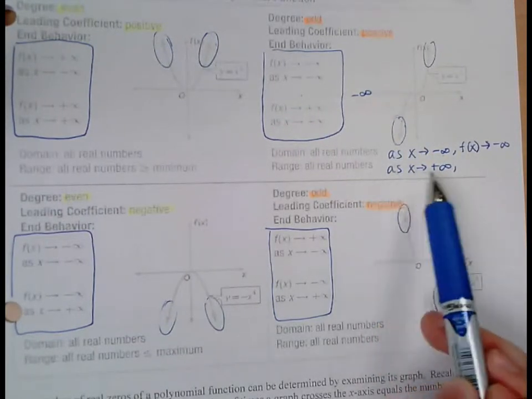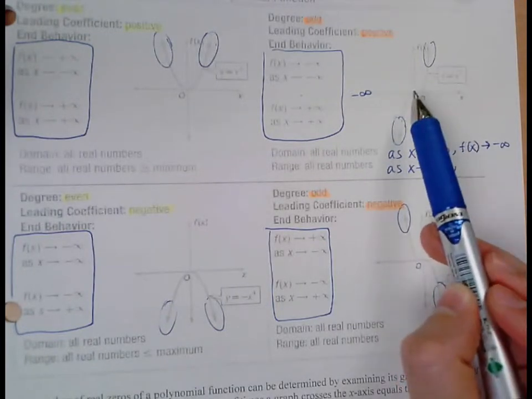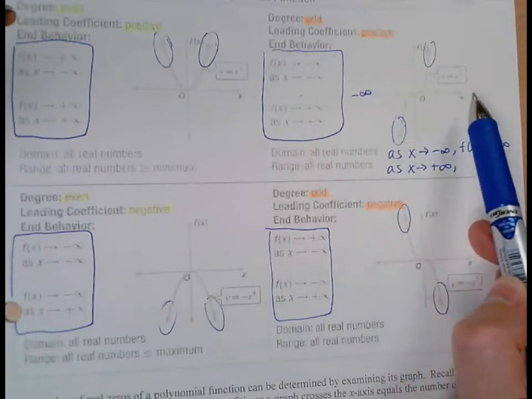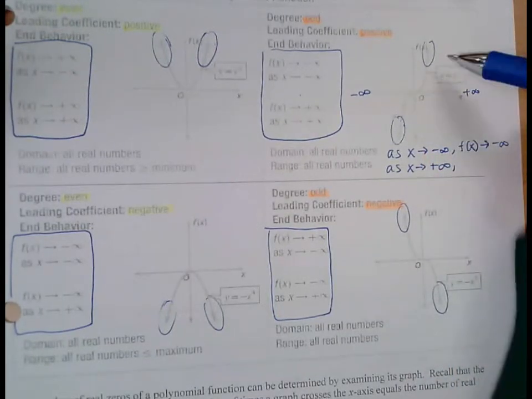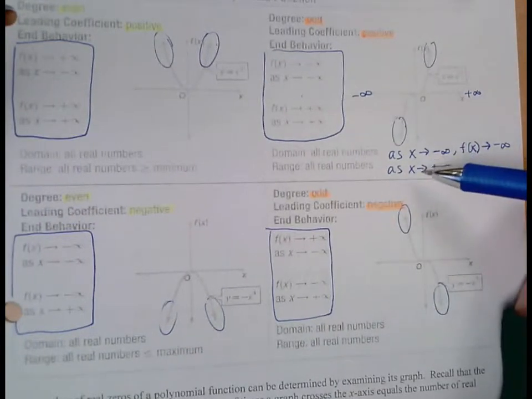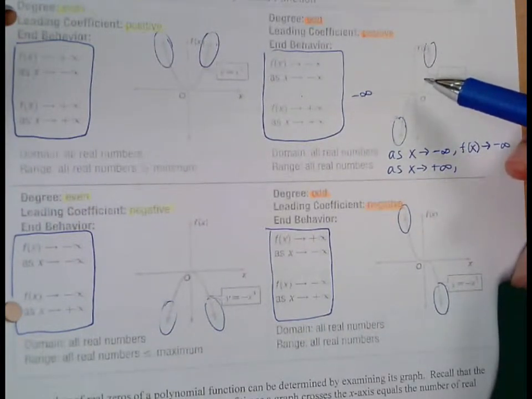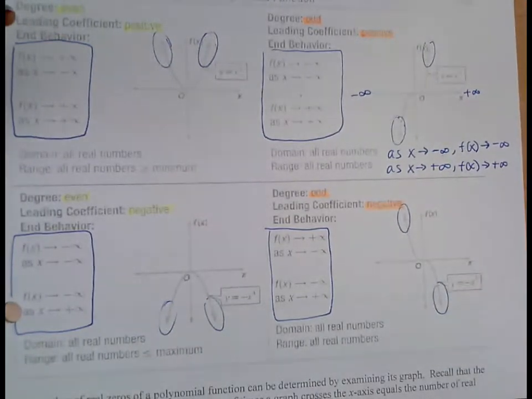And then when you say as x approaches positive infinity, you again think of your x-axis. When the x values are getting larger and larger in the positive direction, you're looking at the right part of your graph, so that would be this end up here. And as x approaches positive infinity, that end is going up, so f of x is also approaching positive infinity.